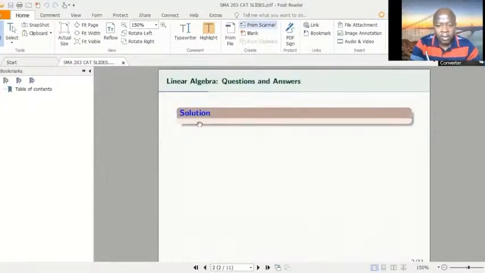Now, what the question is saying is to look for the best way to work out the row echelon matrix that we've been given. So what is the augmented matrix? Let me just write. The augmented matrix is 3, 1, -2, 1.